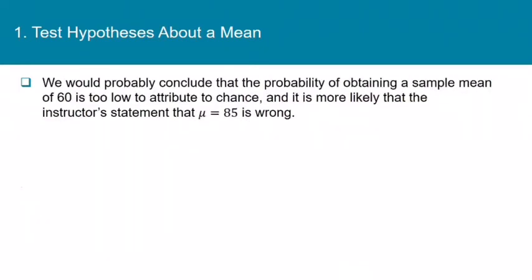So in this case, because the probability of obtaining a sample mean of 60 from a population whose mean is 85 is so small, we would probably conclude that it's more likely that the instructor's statement is wrong and that the population mean is not actually 85.